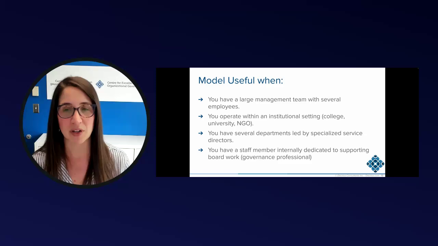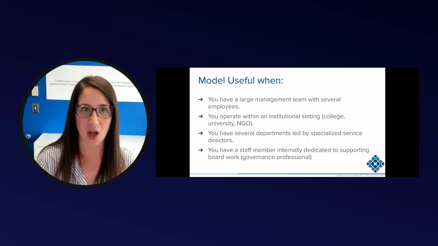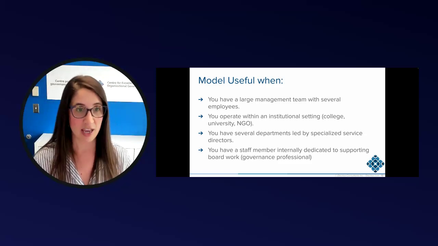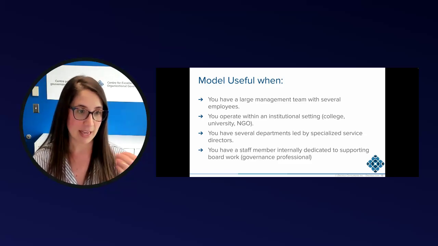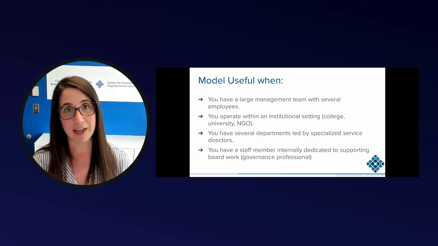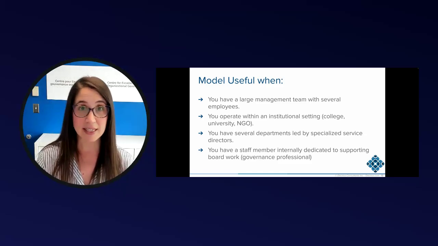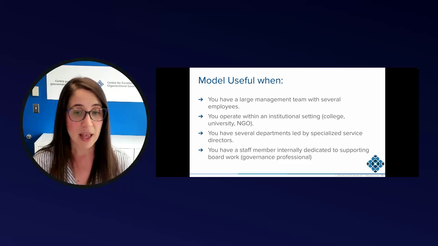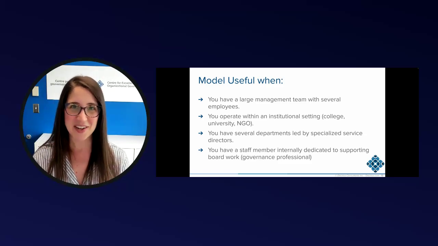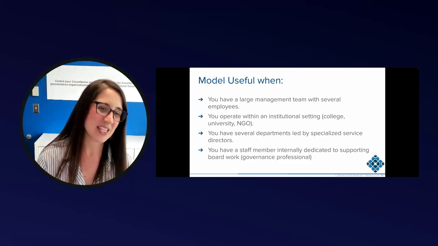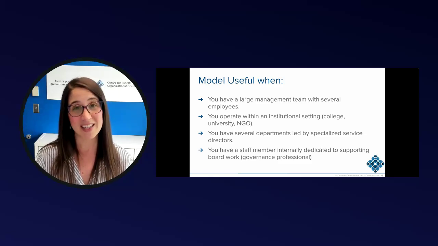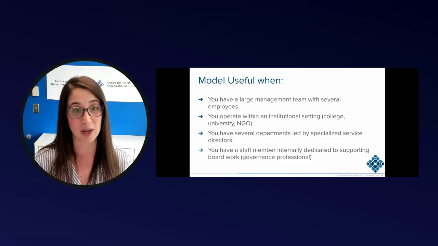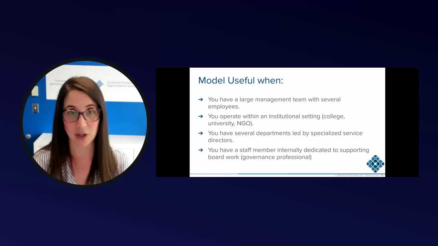Again, like I was saying previously, the colleges, the universities, the hospitals, where there is a lot of staff and a large specialized management team. Like I was saying earlier, typical of organizations that have several departments that are led by specialized service directors, managers. Also, another thing that's typical about these organizations is they'll have a staff member that is internally dedicated to supporting board work, a governance professional, for example.